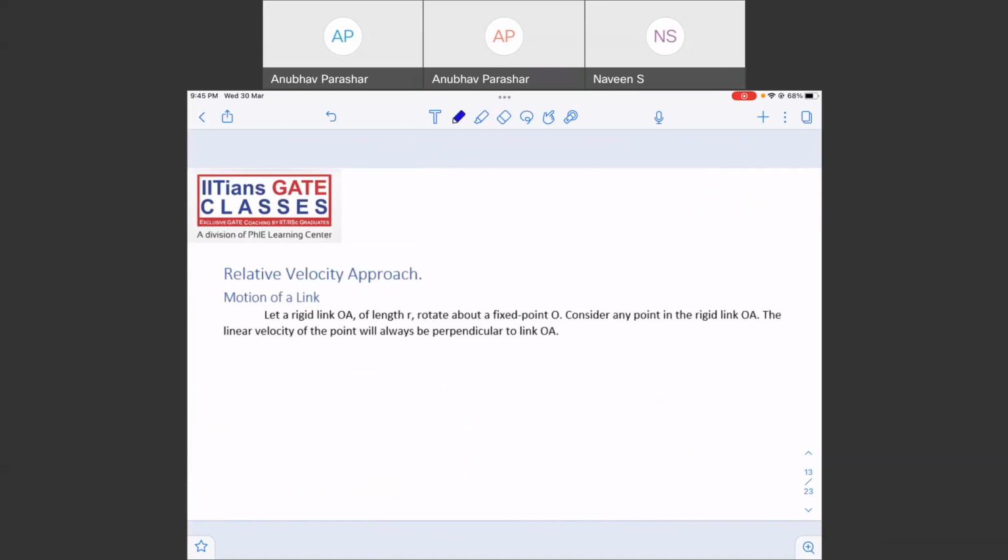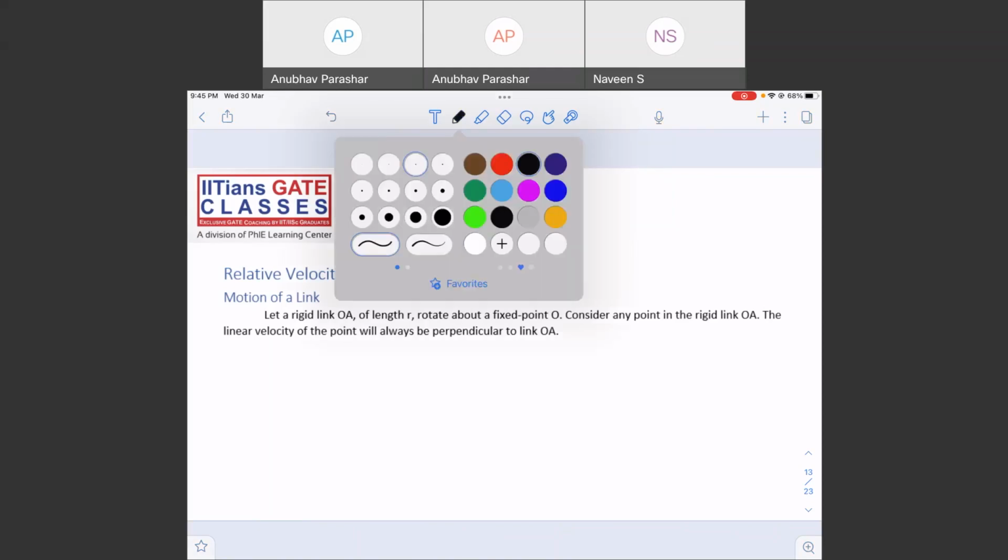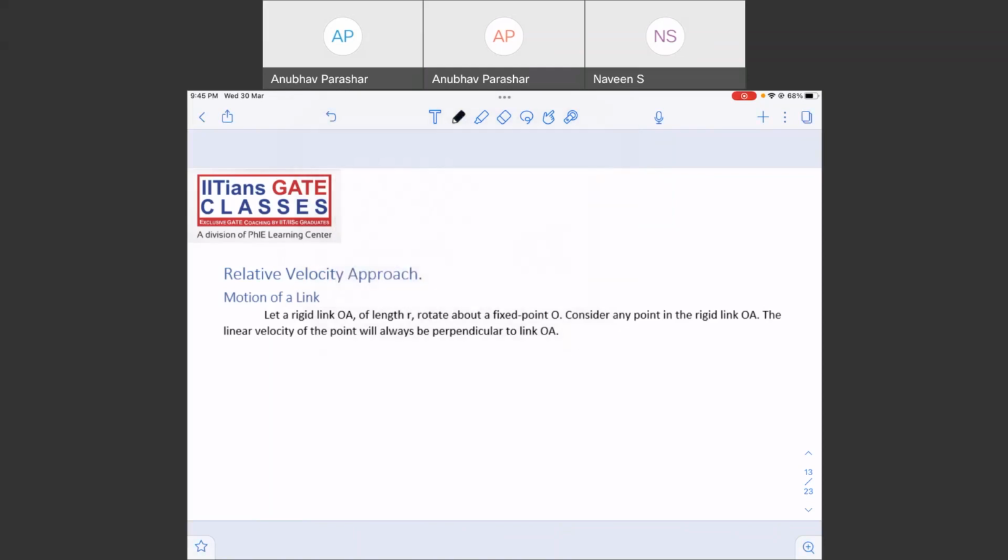That was our first way of solving velocity problems. The second way of solving velocity problems is the relative velocity approach. So what is the relative velocity approach? We'll try to understand.